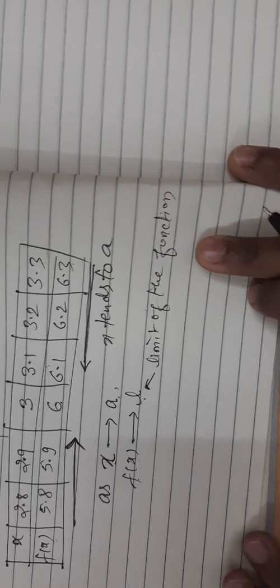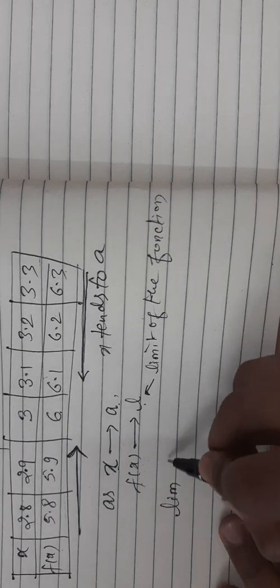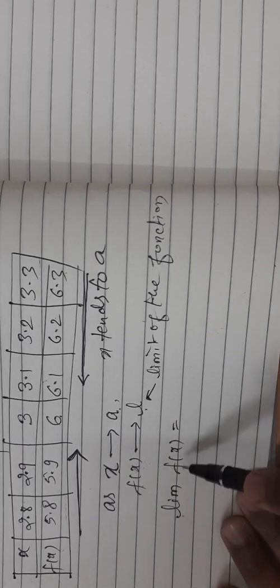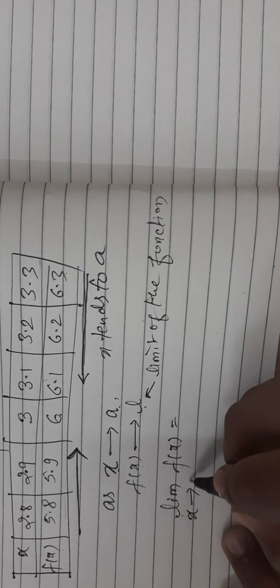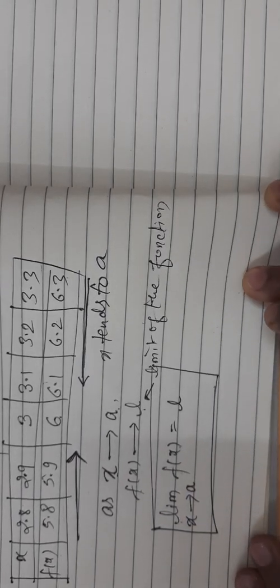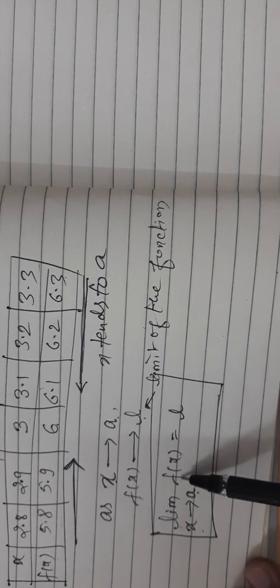So how to write it symbolically or mathematically? We write the limit of a function f of x when x tends to a is L. This is the mathematical expression for limit. How to read: limit as x tends to a of f of x equals L. So in our example, limit as x tends to 3, meaning x is approaching 3, the value of the function at 3, f of 3, is equal to 6.